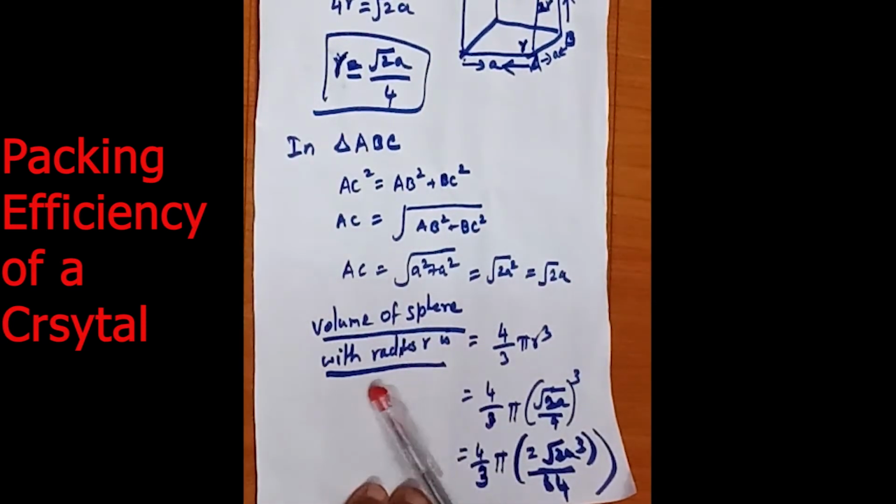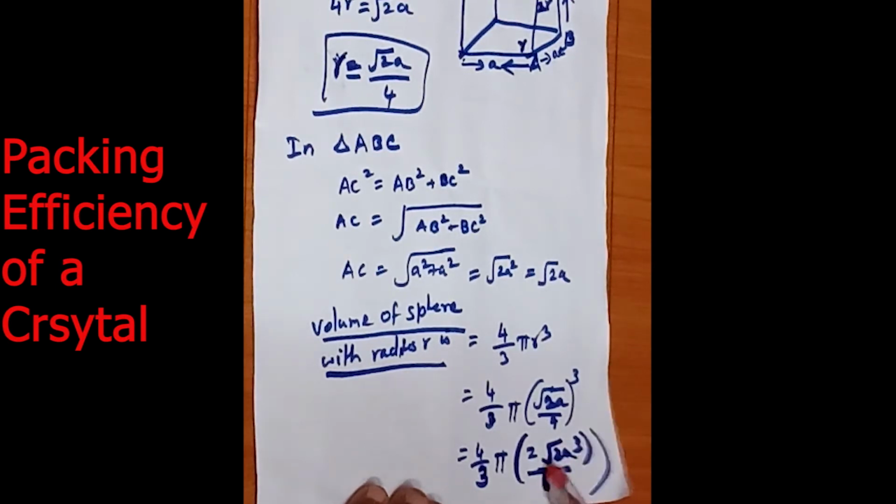So the volume of the sphere with radius R can be written as 4 by 3 pi R cube. This we know. Volume of the sphere with radius R is always 4 by 3 pi R cube. So 4 by 3 pi, we are substituting the value of R, which is root 2 a by 4, cubed. So 4 by 3 pi, here we are multiplying by 2. So 2 into root 2 a cube by, totally you will be getting 64.